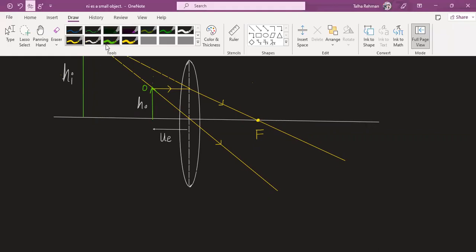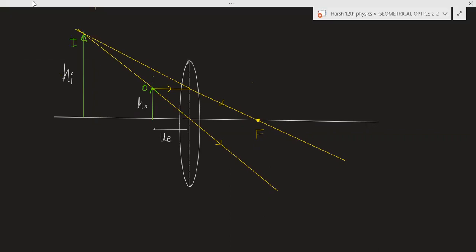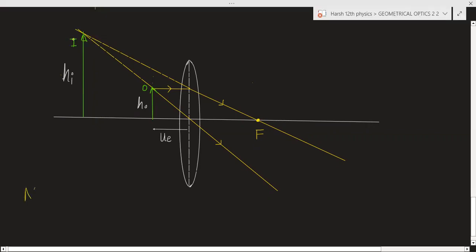So I told you, if you want to calculate the magnification for the microscope, the magnification for the microscope will be beta by alpha. What is beta? Beta is the visual angle formed by the final image, means this angle will be beta.